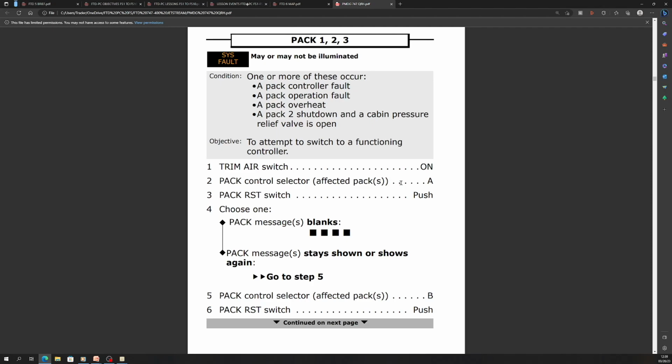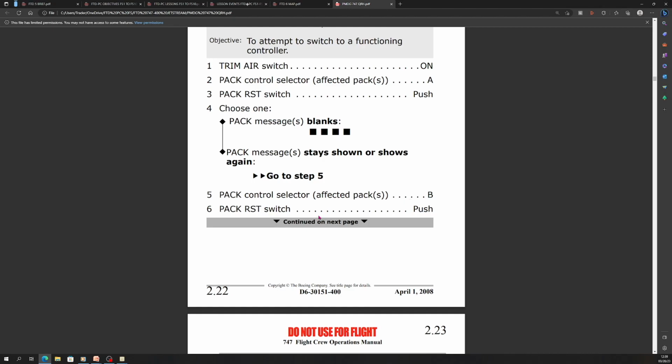So we go pack control selector for number 3 to A, and then we push the pack reset switch. And then you've got a decision tree here. Choose one. Pack message blanks. You're good. End of procedure. End of checklist. The pack message stays shown or shows again. Then it says go to step 5.